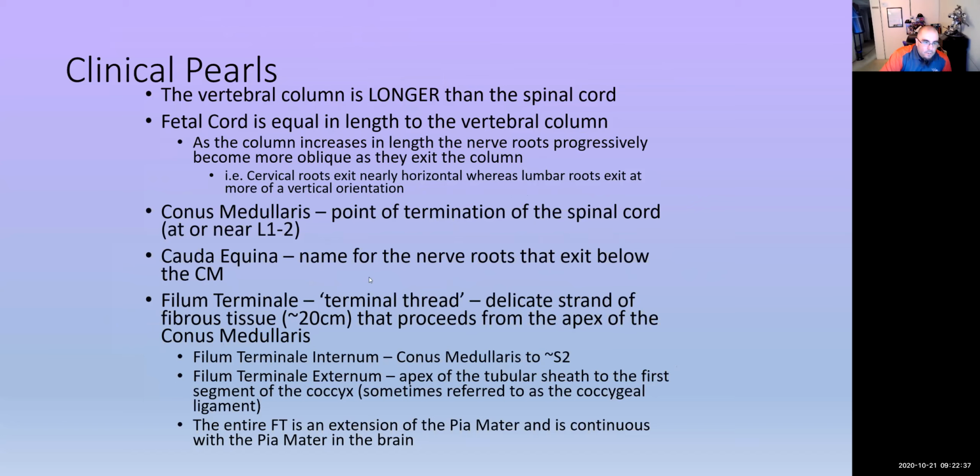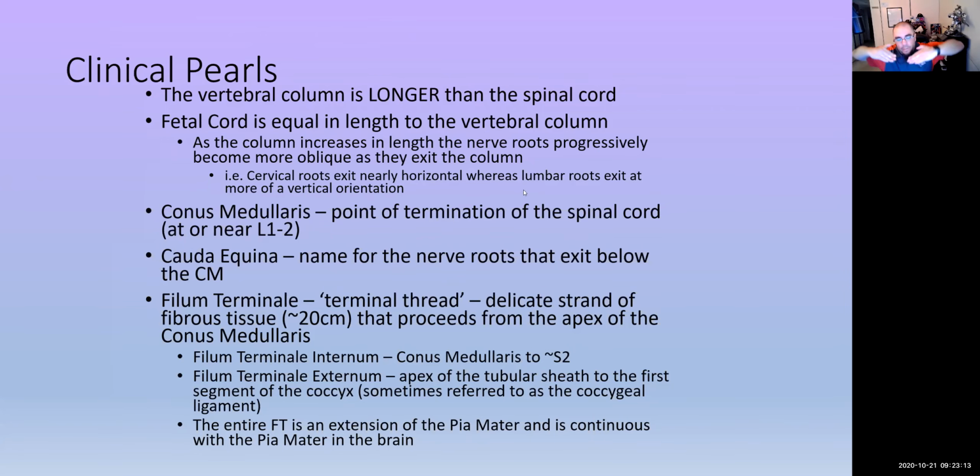So some clinical pearls to remember about spinal cord injuries. And this would be one that you may want to star because the boards love asking questions about this type of slide. The vertebral column is longer than the spinal cord. So the actual bones of the spine are longer than the actual spinal cord itself. The fetal cord, when you're a baby, is equal in length to the vertebral column, but as your column increases in length, the nerve roots progressively become more oblique as they exit the column, so it becomes a little shorter. The cervical nerve roots exit nearly horizontally.